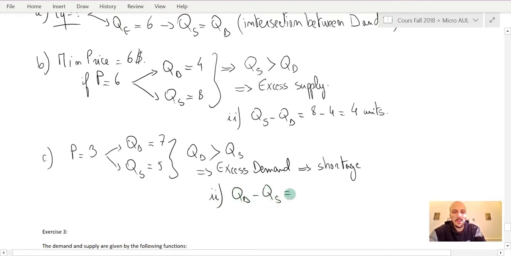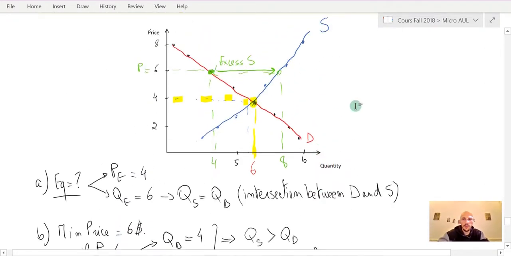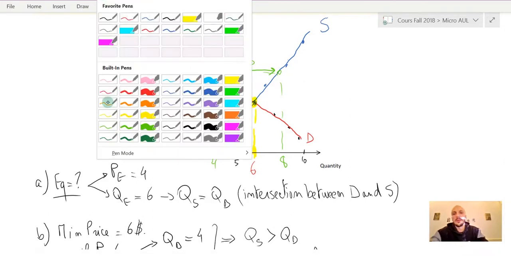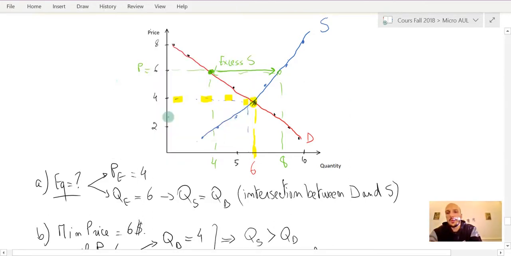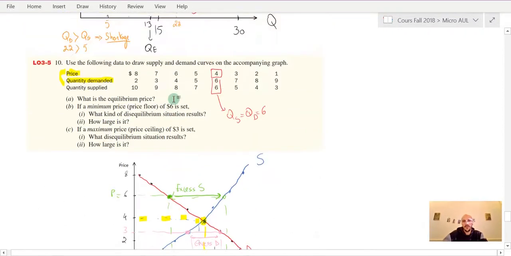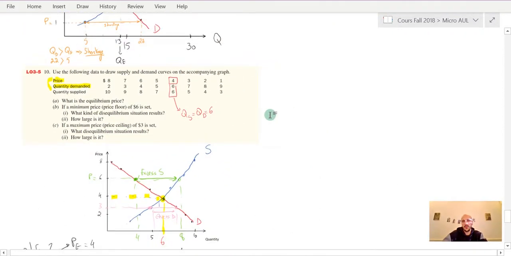So we can do now QD minus QS at this level: 7 minus 5 equals 2 units. Okay, great. Again we can show it on the graph. We'll use another color, for example pink. Here at P equals 3, we will have first of all supply and then the demand, and here we'll have the excess demand. Great. So that's it for the first question. You can see we answered all the questions.